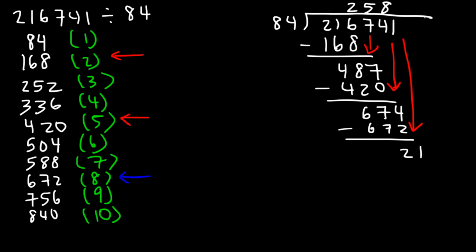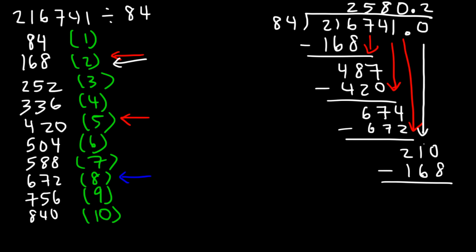84 goes into 21 0 times. So therefore, we need to add another 0 and a decimal point. Once you add a decimal point, you need to add it here as well. So how many times does 84 go into 210? 84 goes into 210 2 times. And 2 times 84 is 168.